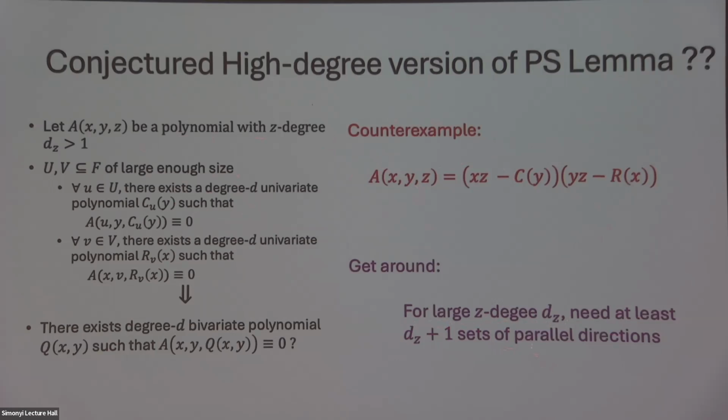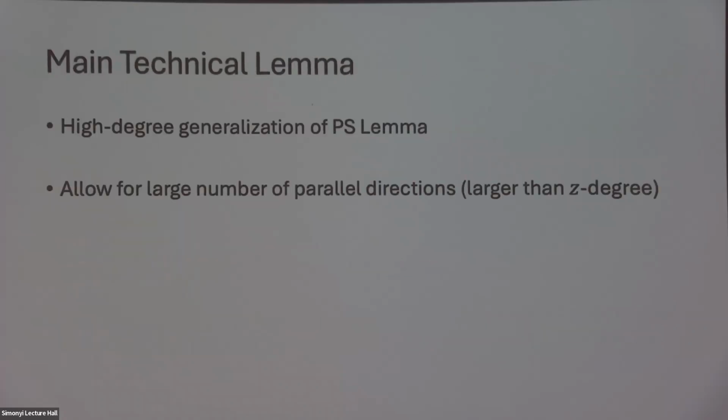And morally, this is what we prove, except that we don't get dz plus 1, we need a larger number. But we show if there are enough parallel directions on which, when restricted to those directions, you do have a root, then globally also you have a root. That's going to be the high degree generalization of the Polishchuk-Spielman lemma. In particular, we'll allow for a large number of parallel directions, not just 2. There's a counterexample, so we should allow at least dz plus 1. We'll allow more than dz plus 1, so there's room for improvement over here. We believe dz plus 1 should be the number of directions.